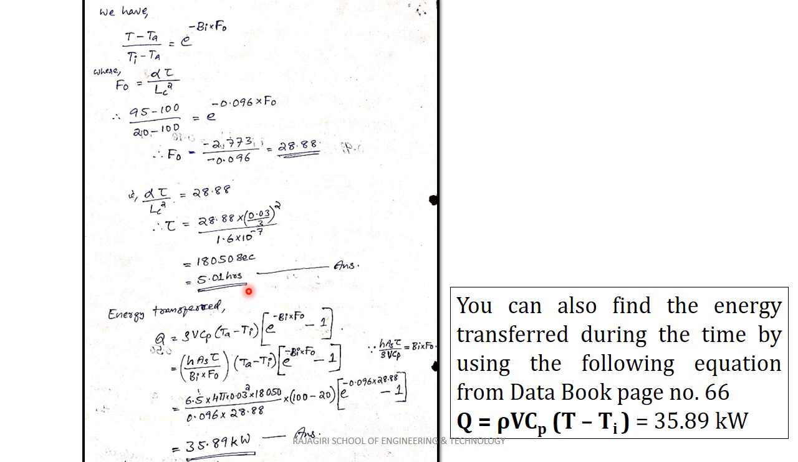So to find the total heat transferred, you can either use this equation which we have derived earlier, or you can use the simplified equation, which you can find from the data book, page number 66. Here, instead of rho V Cp, you can use hAs tau by Biot number into Fourier number, which we have already derived. hAs tau by rho V Cp we have represented as the product of Biot number and Fourier number earlier. So you can use hAs tau by Biot number into Fourier number here, and if you use both the equations, you will get the same answer, 35.89 kilojoules. Thank you.